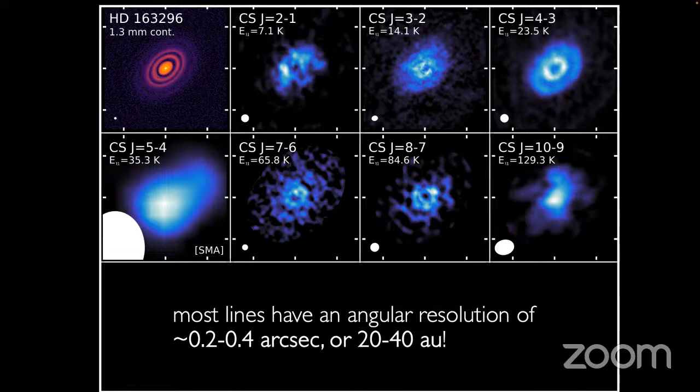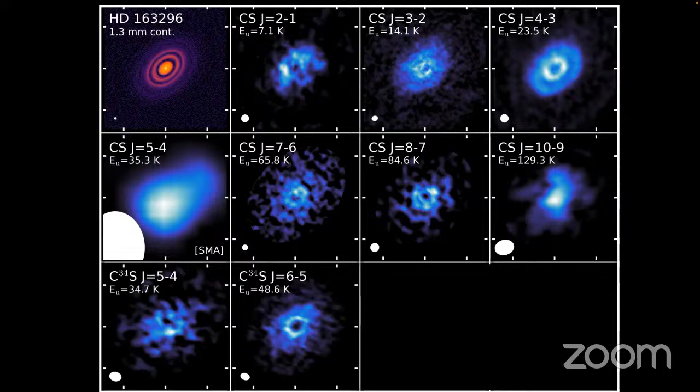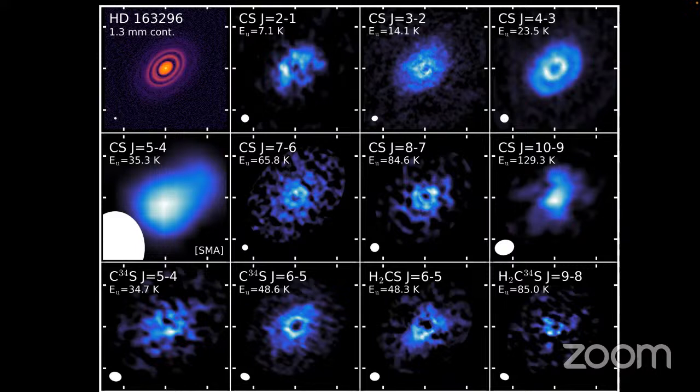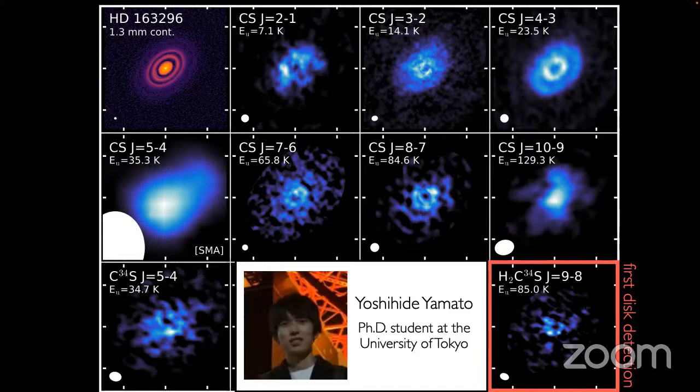But if we keep digging into the archival data, we see more. We see the isotopologues as well. That is, instead of seeing the 32 sulfur, the most common sulfur isotopologue, we see the 34 as well. We also detect some lines of H2CS. So now we have an entire family of sulfur-bearing molecules in this disk, going from one line to nearly 10. And I should note that this is the first detection of the isotopologue of H2CS with 34 sulfur. This will be led by a PhD student out of the University of Tokyo. Yoshihiro Yamato is going to put together the discovery paper for this.